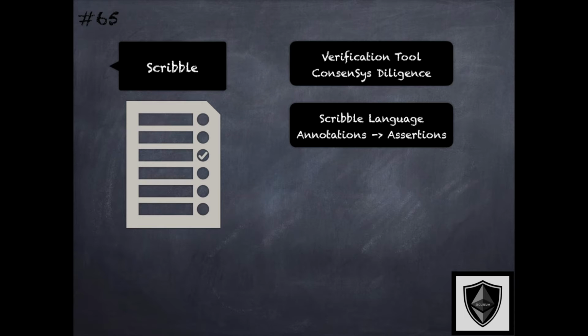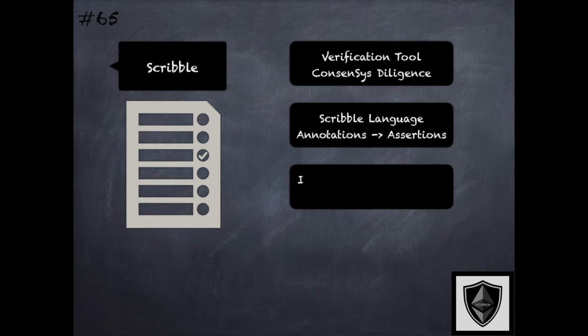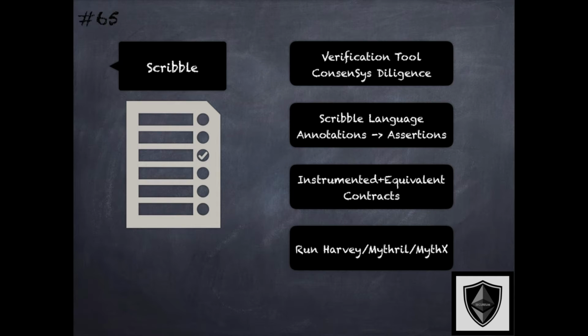So Scribble transforms annotations made within smart contract code using its specification language into concrete assertions. And then with those instrumented contracts that are equivalent to the original ones, one can use other tools from Consensus Diligence such as Mithril, Harvey, Mythex to leverage these assertions for performing deeper checks.